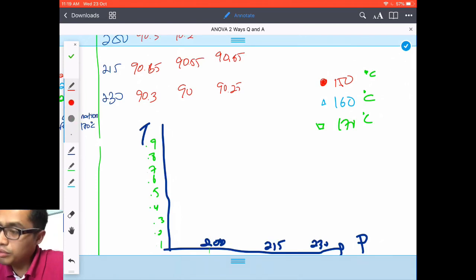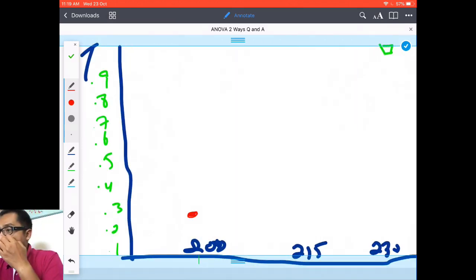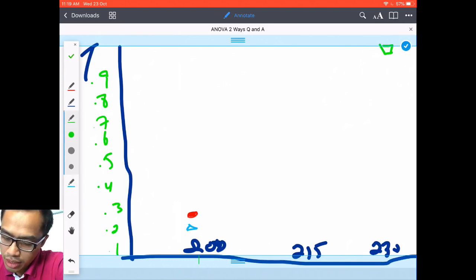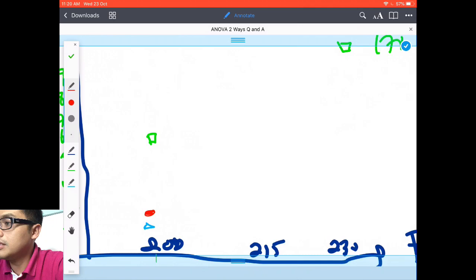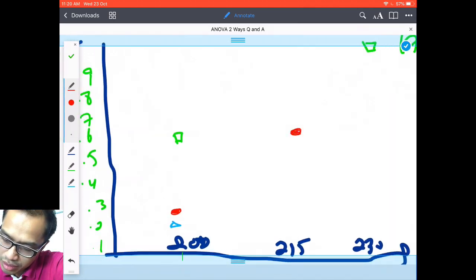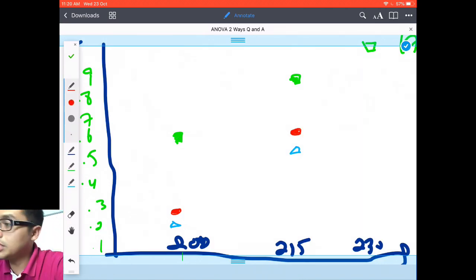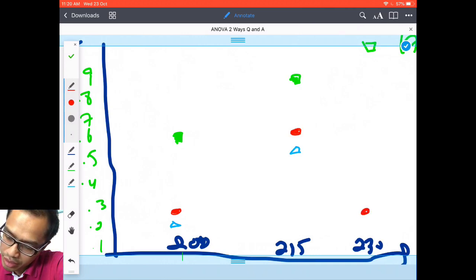Okay, so red one, at 200 it's supposed to be 90.3, so a circle here, and then 90.2, so just a triangle here, and then 90.6, there's a square here. Right, for 215, it is 90.65, so somewhere here, and then 90.55 for light blue, somewhere here. And the green one, 90.85, so somewhere here, so it's a square here. Right, take the red again, 230, you have 90.3, so it's a circle here.